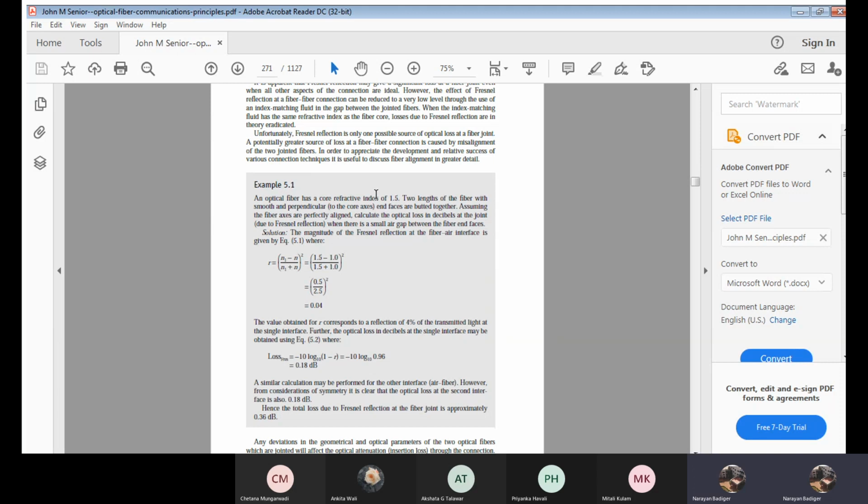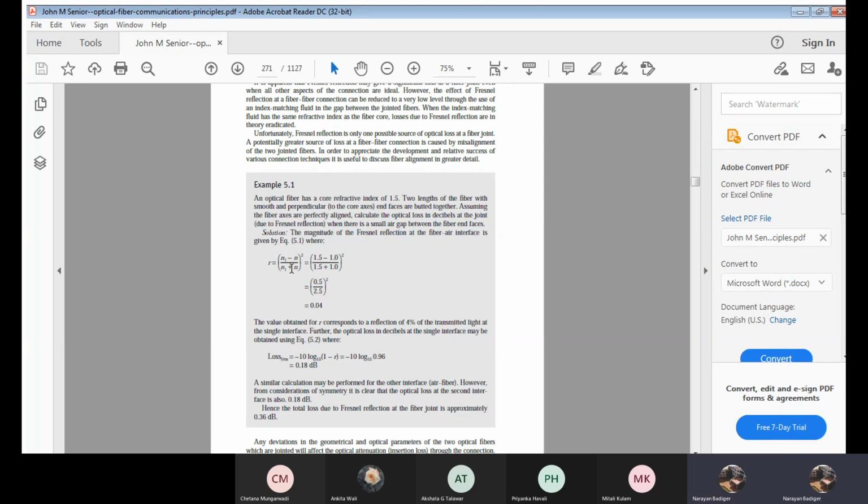This OFC cable has a refractive index of 1.5, that is the core refractive index. Then two lengths, which are again smooth and perpendicular as mentioned, and perfectly aligned. We need to calculate the loss in decibels. First we'll calculate R is equal to what?